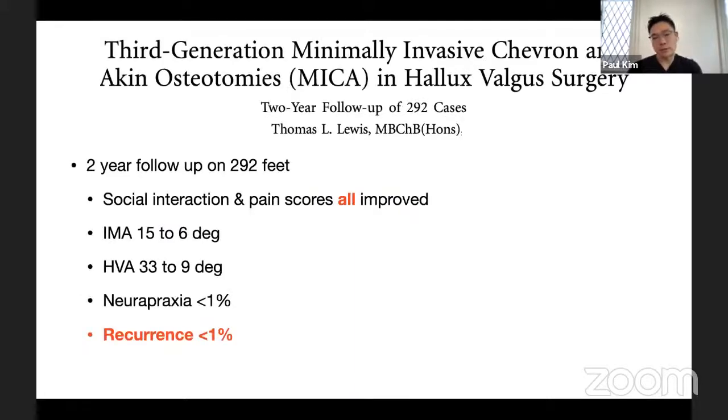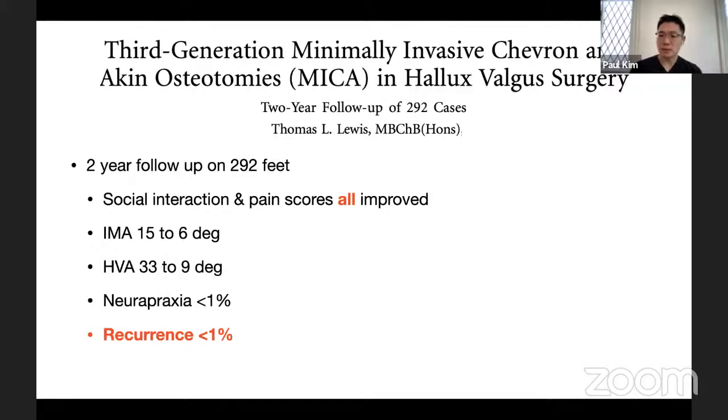Well, this is a recent article by Dr. Lewis over in the UK. It's a 2-year follow-up of the MICA procedure. And what they found is that social interaction, which was interesting that they try to measure that, and pain scores all improved. Their deformity correction was great. Their IM angle went from 15 to 6 degrees. Their hallux valgus angle went from 33 to 9 degrees.